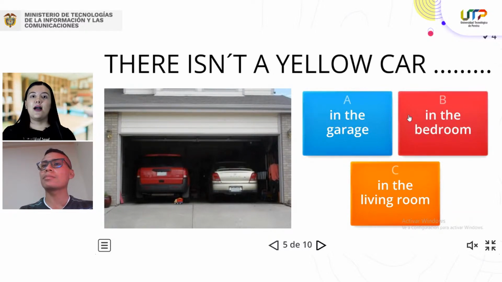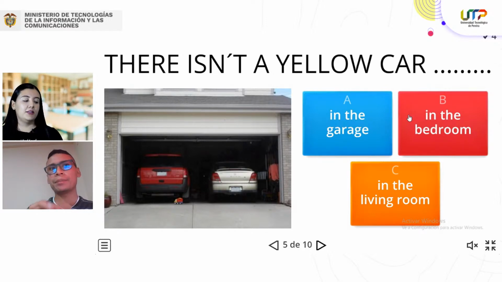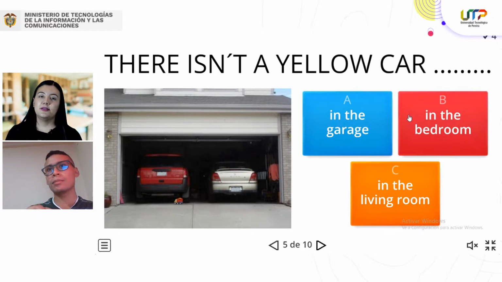Exercise number 5. There isn't a yellow car. Listen to this, okay? There isn't a yellow car where? So we got 3 different places here. Option A, in the garage. Option B, in the bedroom. And option C, in the living room. What is the correct option? What do you guys think? Teacher Liz, what do we have?